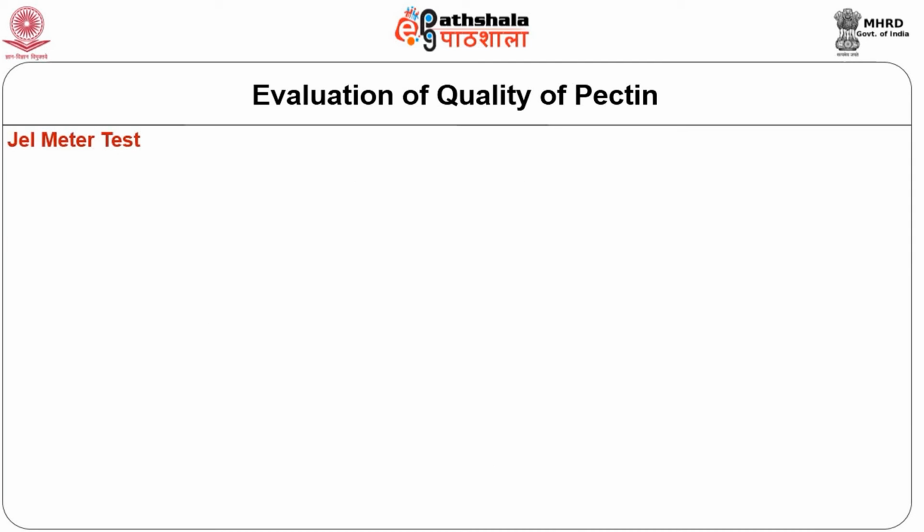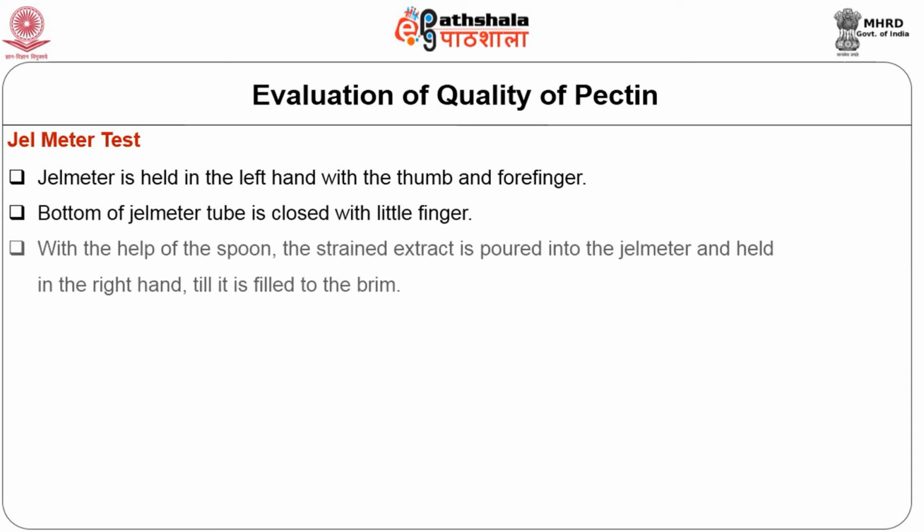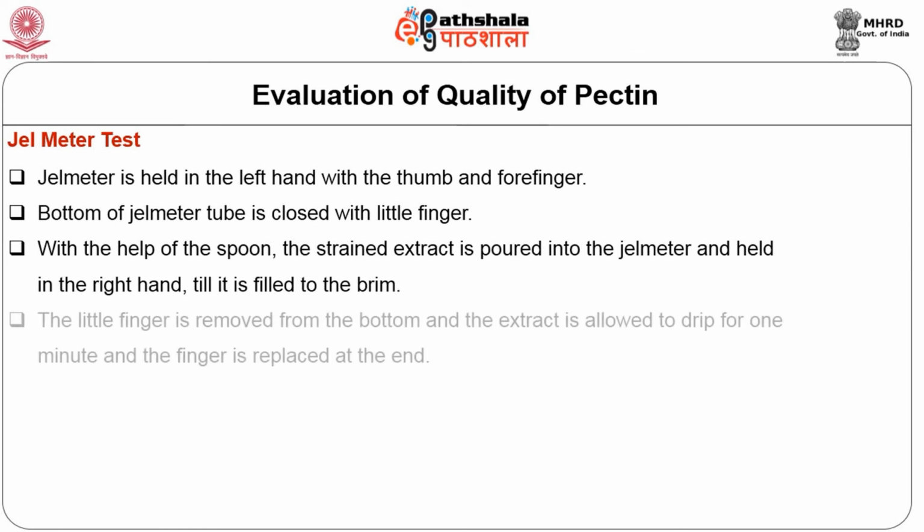Next is the Vidya-mitra test. The Vidya-mitra is held in the left hand with the thumb and the forefinger. The bottom of the Vidya-mitra tube is closed with the little finger. With the help of a spoon, the strained extract is poured into the Vidya-mitra and held in the right hand till it is filled to the brim. The little finger is removed from the bottom and the extract is allowed to drip for 1 minute, and the finger is replaced at the end.